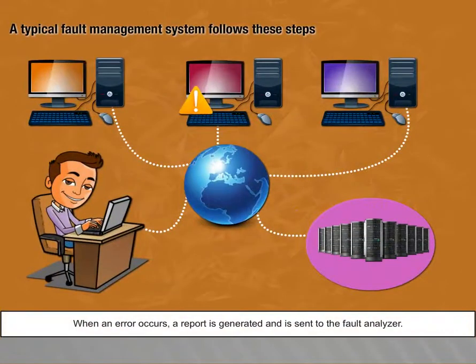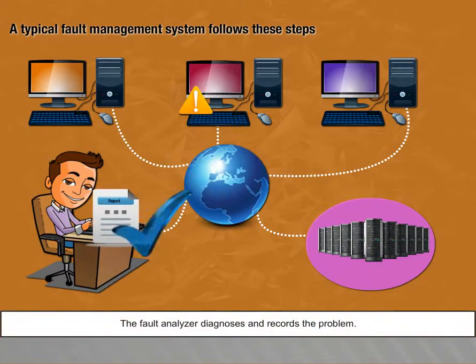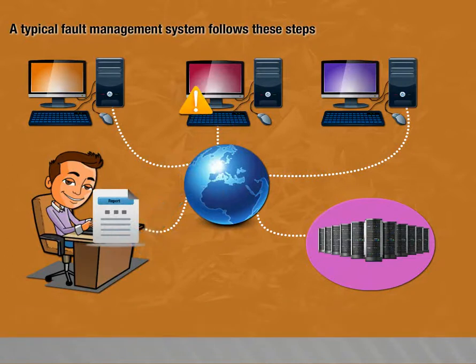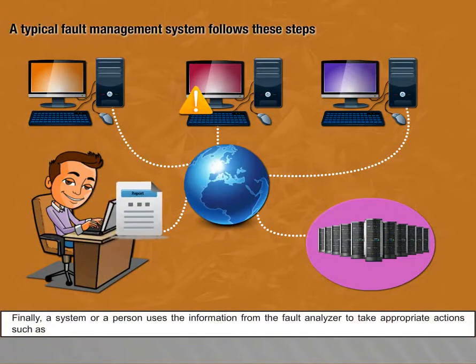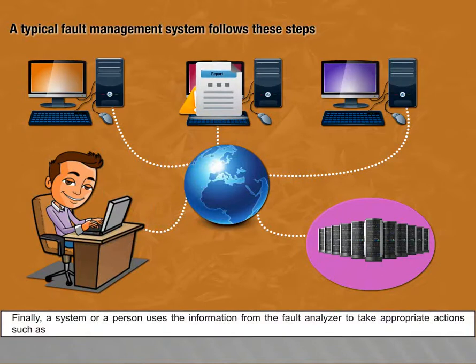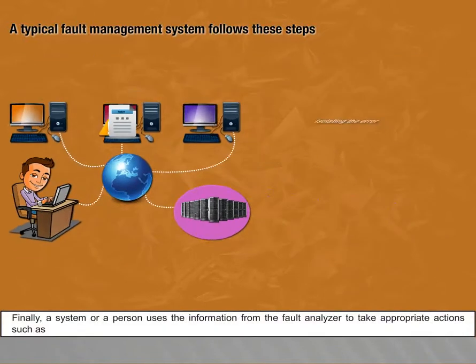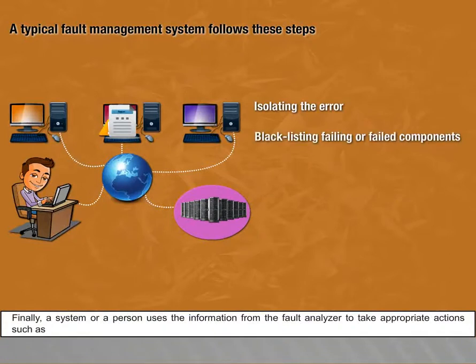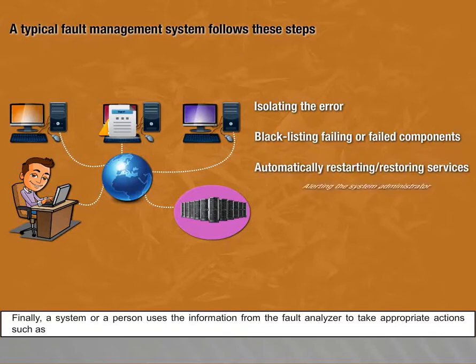When an error occurs, a report is generated and is sent to the fault analyzer. The fault analyzer diagnoses and records the problem. Finally, a system or a person uses the information from the fault analyzer to take appropriate actions such as isolating the error, blacklisting failing or failed components, automatically restarting or restoring services, and alerting the system administrator.